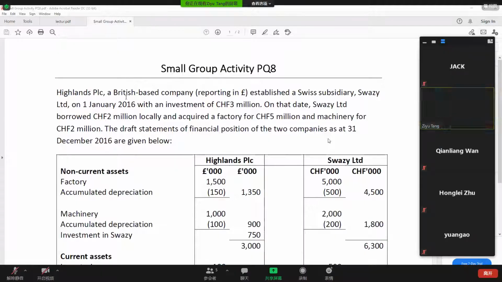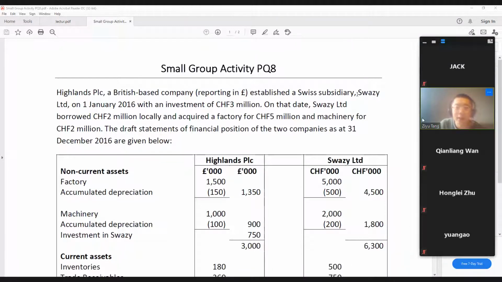Highland PLC, a British-based company reporting in British pounds, established a Swiss subsidiary, Swazi Ltd, on 1st January 2016, with an investment of CHF 3 million. On that date, Swazi Ltd borrowed 2 million locally and acquired a factory for 5 million and machinery for 2 million. The draft statements of financial position of the two companies at 31st December 2016 are given below.